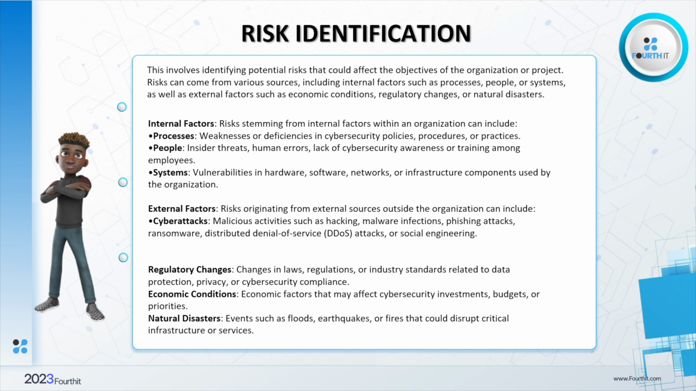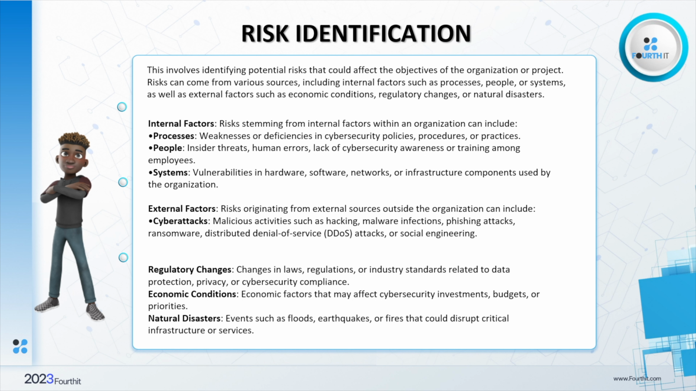Now, the internal factors include the people, the systems, and the processes. There could be weaknesses or deficiencies in the cybersecurity policies and our procedures. There are also insider threats, human error, or even inadequate training for staff. Now, the systems always have vulnerabilities involved. There are software vulnerabilities, there is certain hardware that has vulnerabilities, and there is certain software that needs to be updated. And all these are potential internal factors that we can use to identify risks.